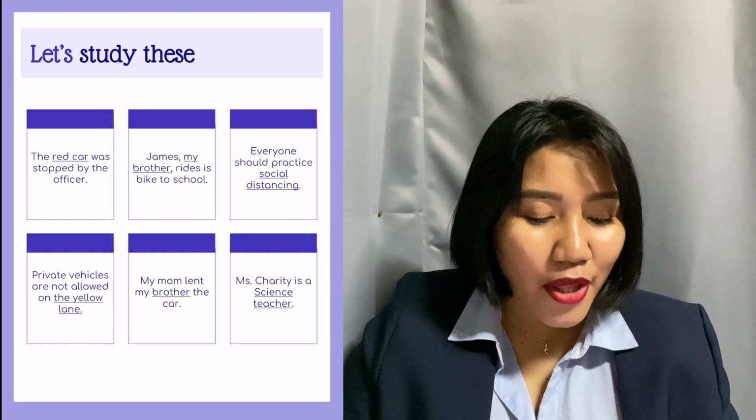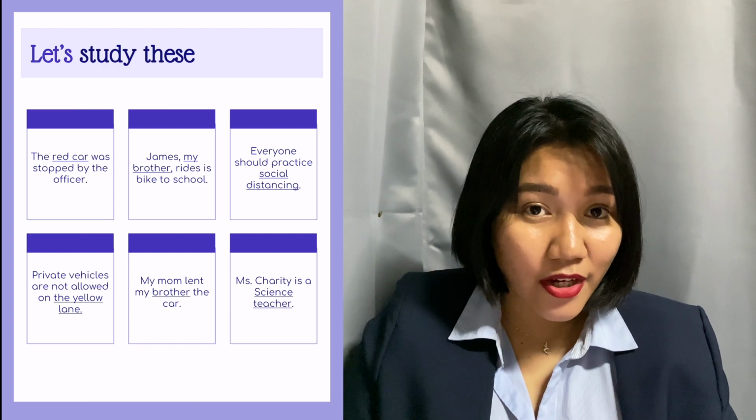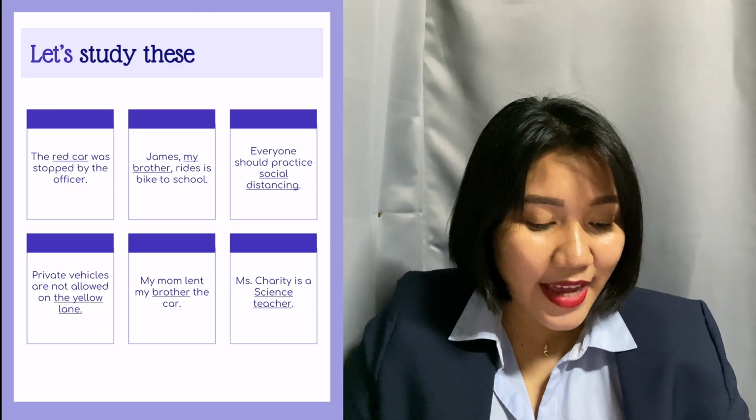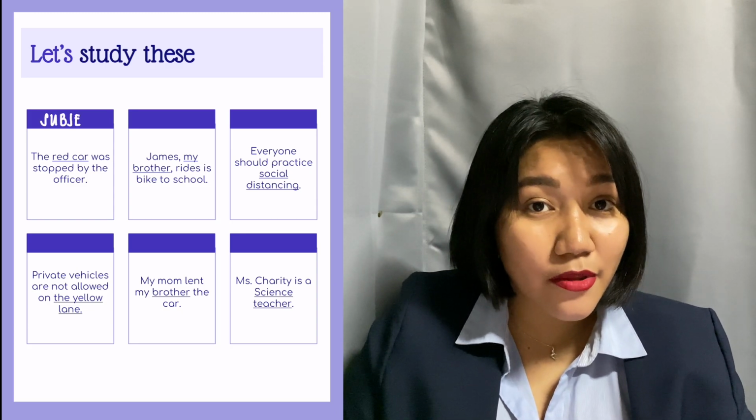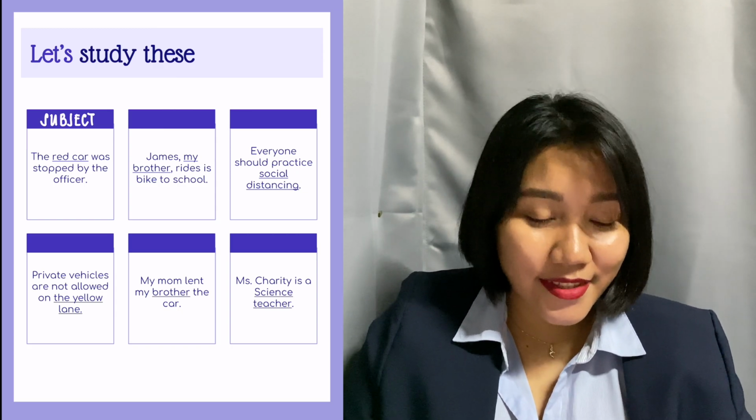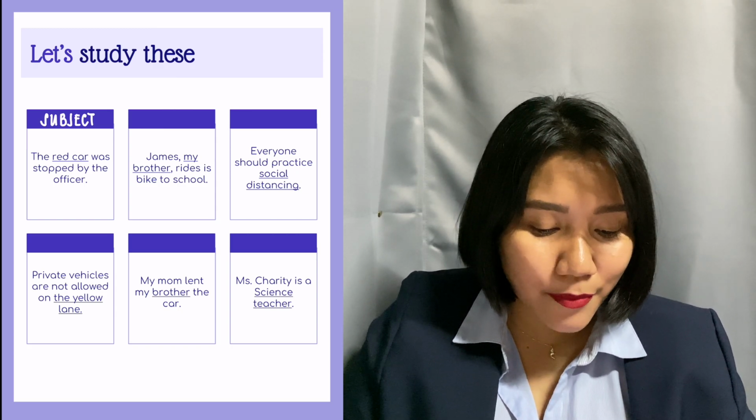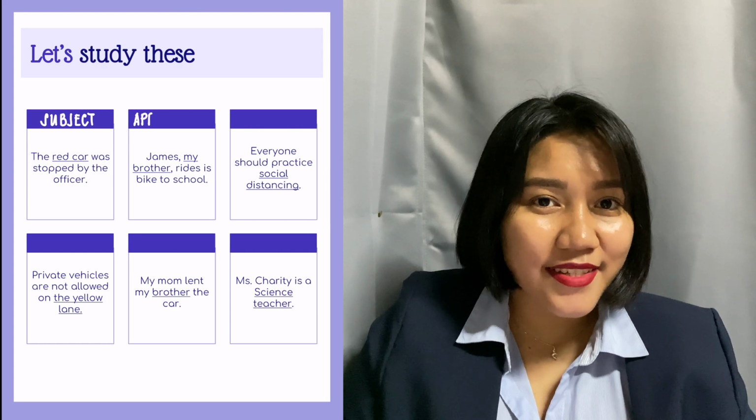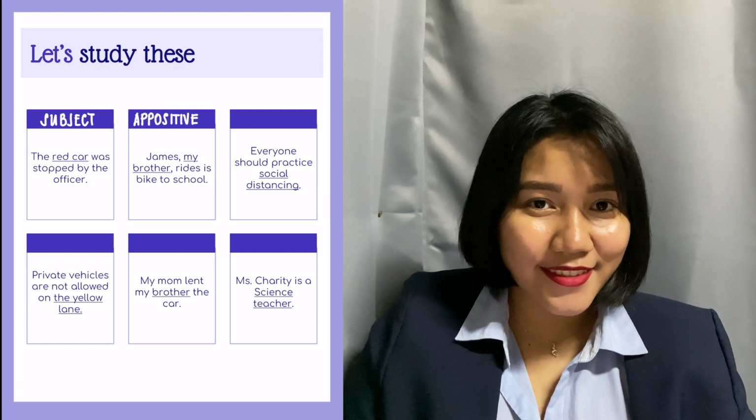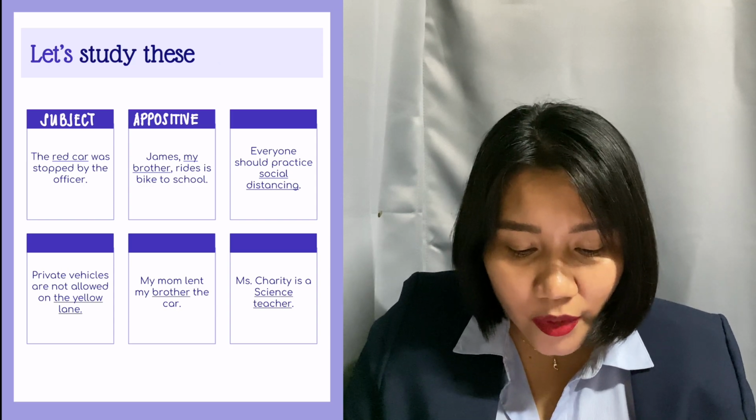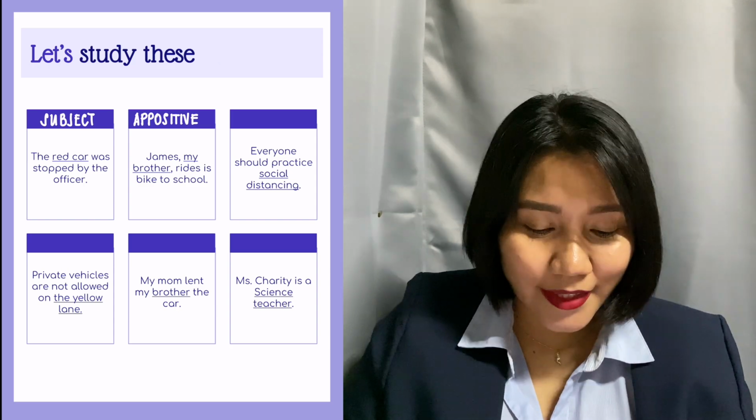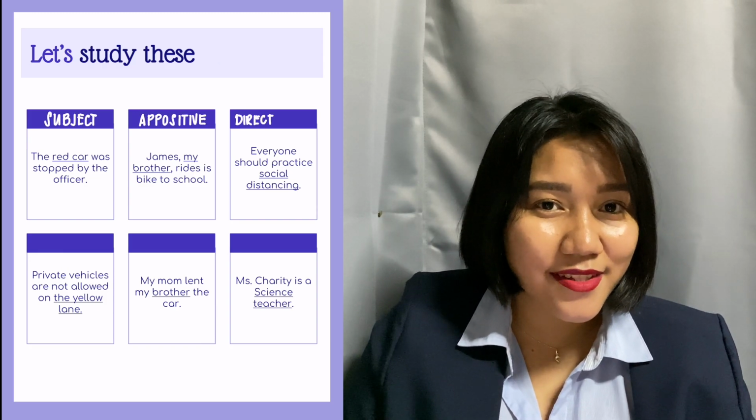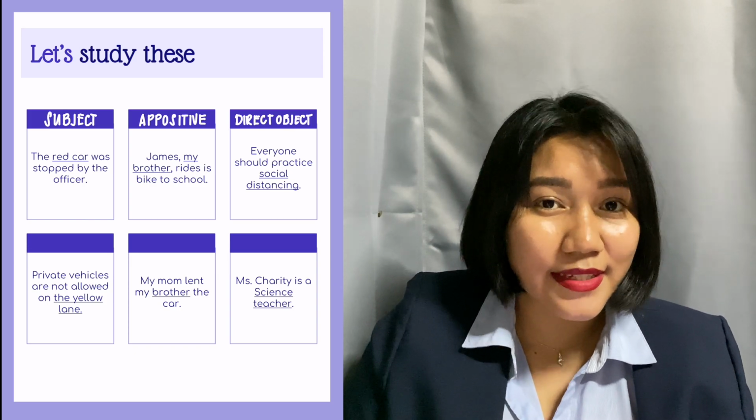Our first sentence: the red car was stopped by the officer. The underlined noun is red car. The noun the red car functions as the subject in the sentence as it is the one that is being talked about. In the next sentence: James, my brother, rides his bike to school. The underlined noun my brother functions as an appositive as it tells us something more about the subject. The third sentence: everyone should practice social distancing. The underlined noun social distancing functions as the direct object because it answers the question, everyone should practice what?